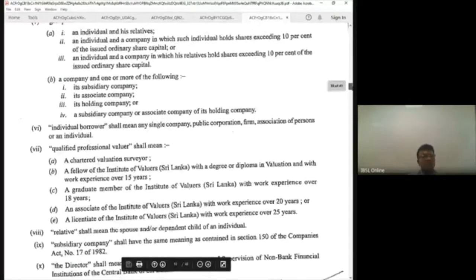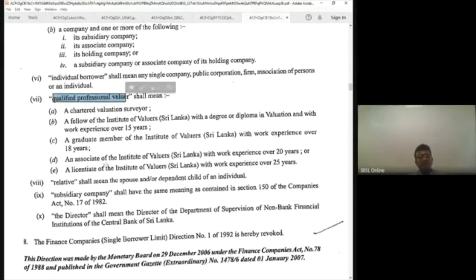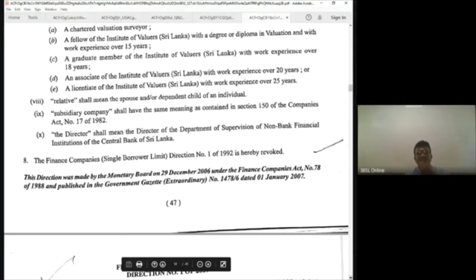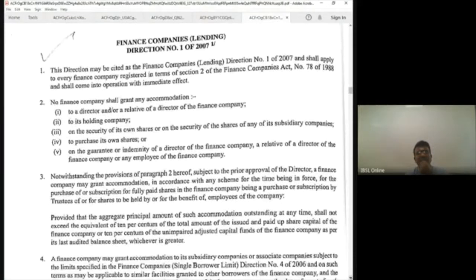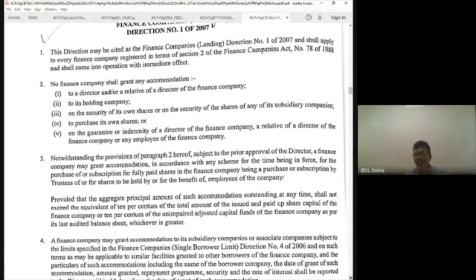Now you know what is accommodation, right? Now other things. These things should be valued by a qualified professional valuer, who he is, right? Then relative, a subsidiary, a director. So these terms are defined. Then read this carefully. After that, we'll discuss.